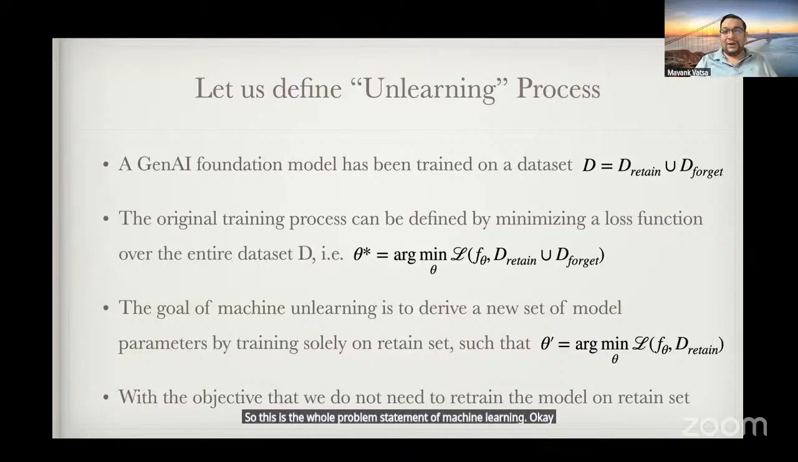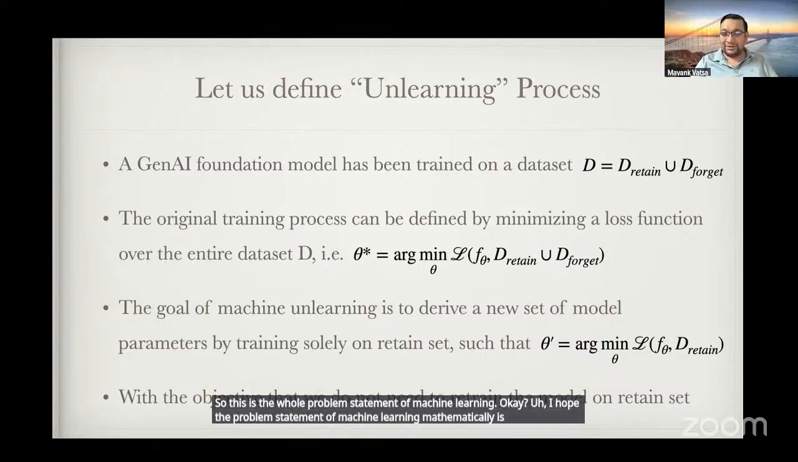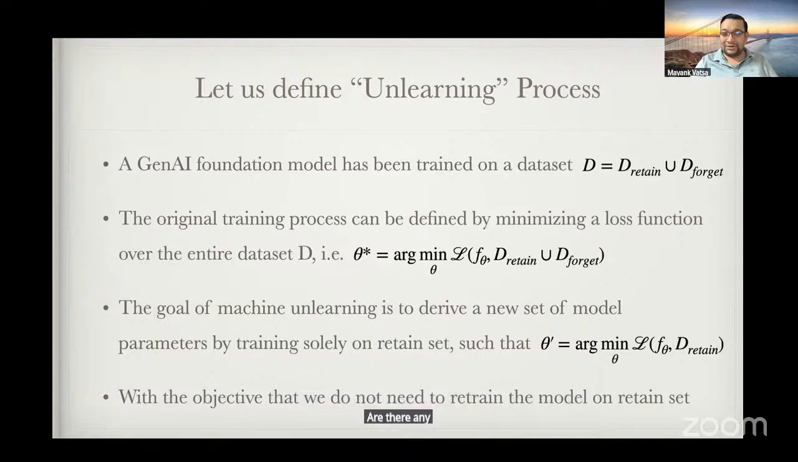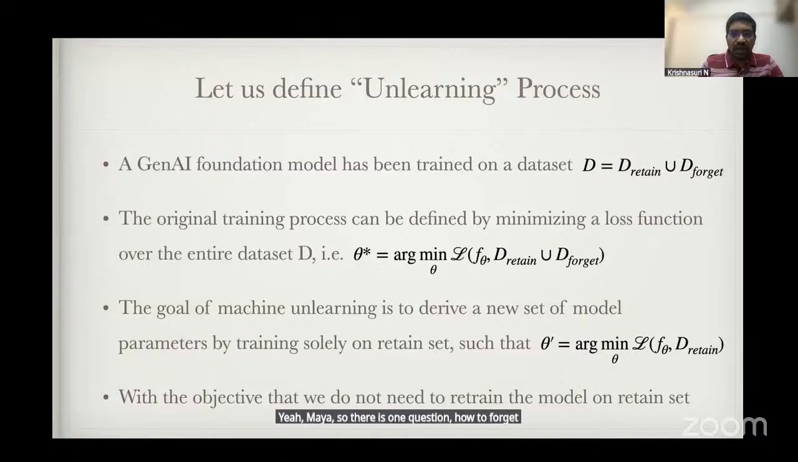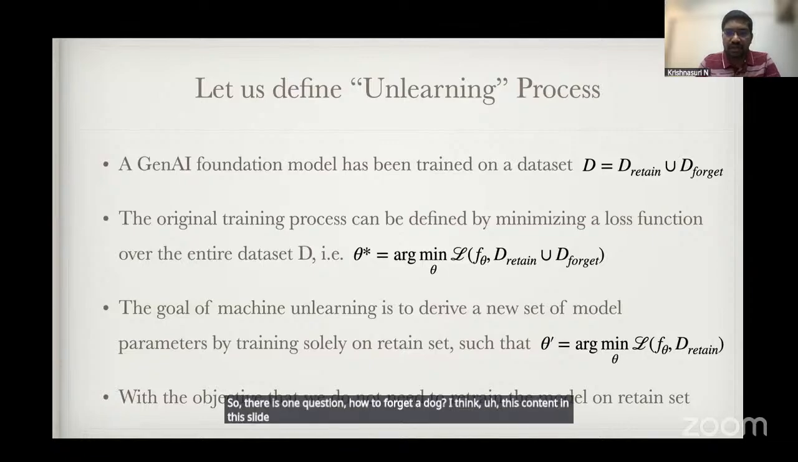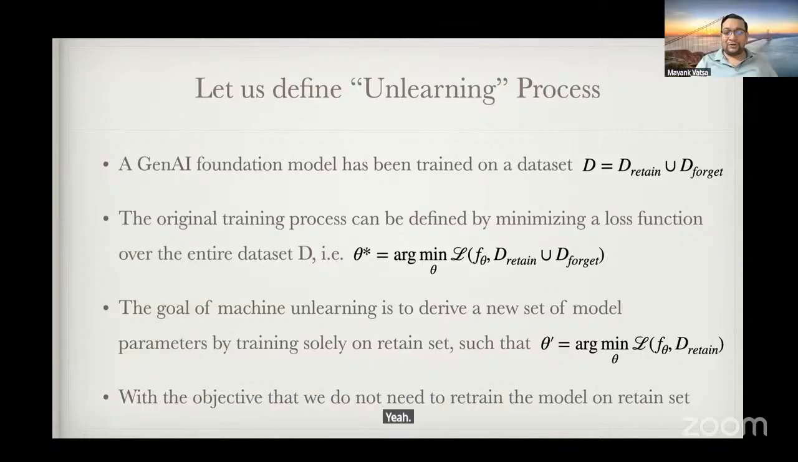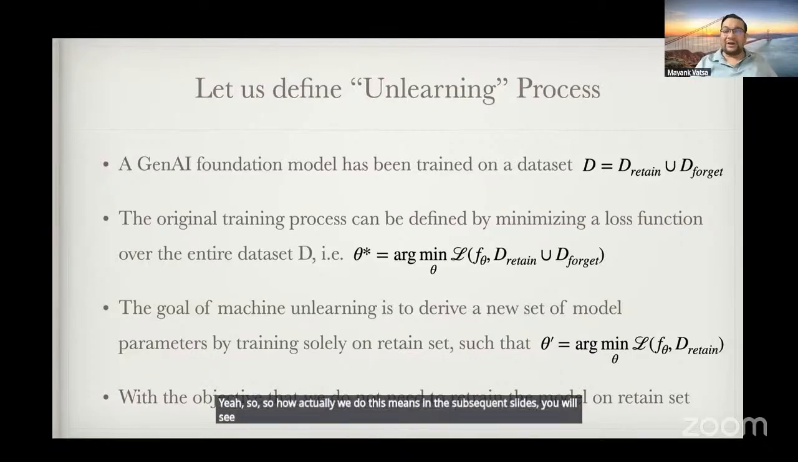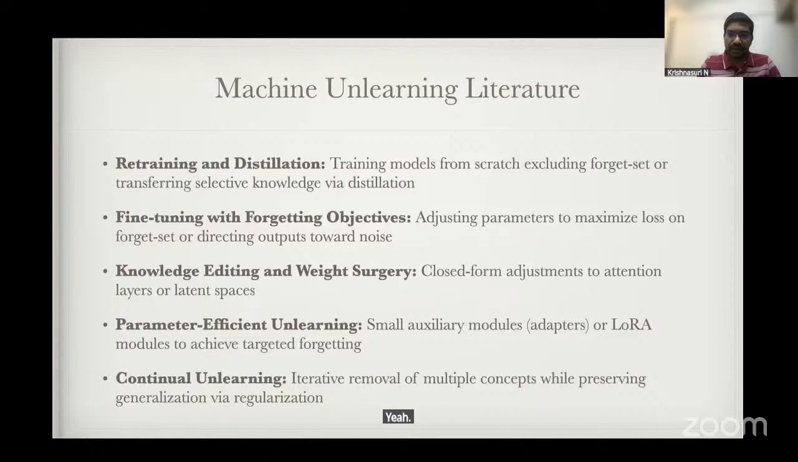Okay. I hope the problem statement of machine unlearning mathematically is clear to everyone. Are there any questions, Krishna, on this problem statement? Yeah, Mayank. So there is one question: how to forget a dog? I think the content in this slide should answer that one. Yeah. In the subsequent slides you will see how we can achieve that particular part, without retraining, sure.